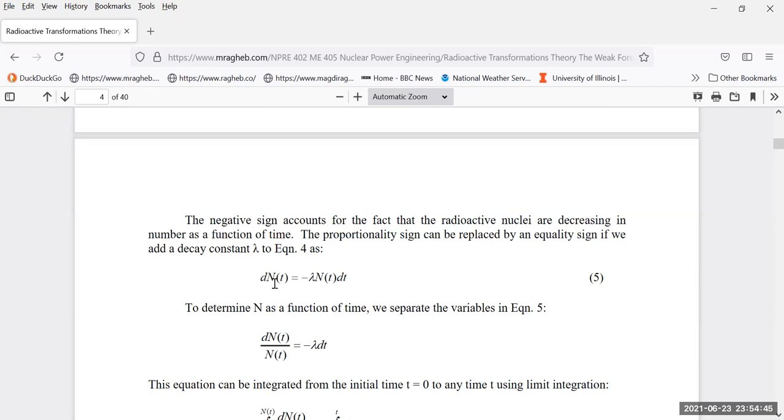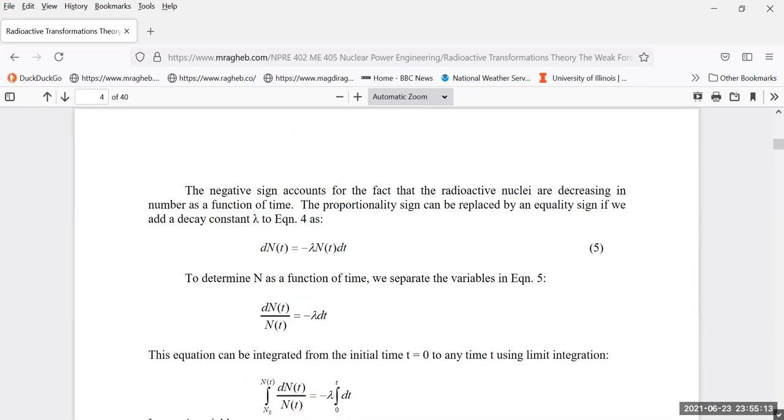So let's separate the variables. We get the dn of t on one side, and we bring that n of t on the right-hand side back under it, and let the time be on its own on the right-hand side, and lambda is a constant. So this is basically a separation of variables process. To determine n of t, all you have to do is add an integral sign on this side and an integral sign on this side, and then we can get what is n of t.